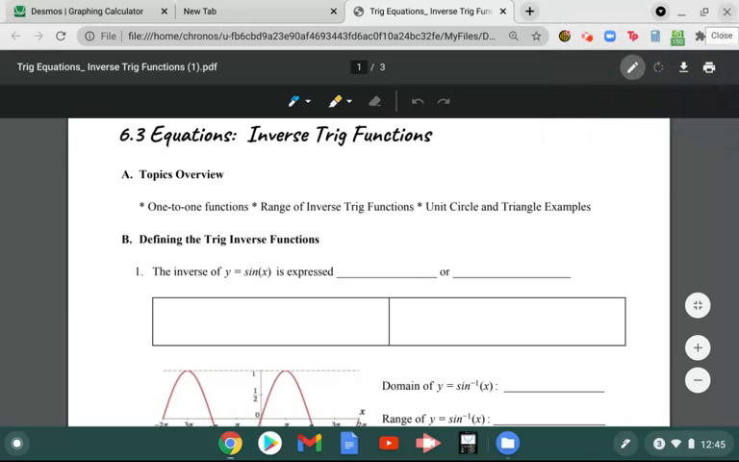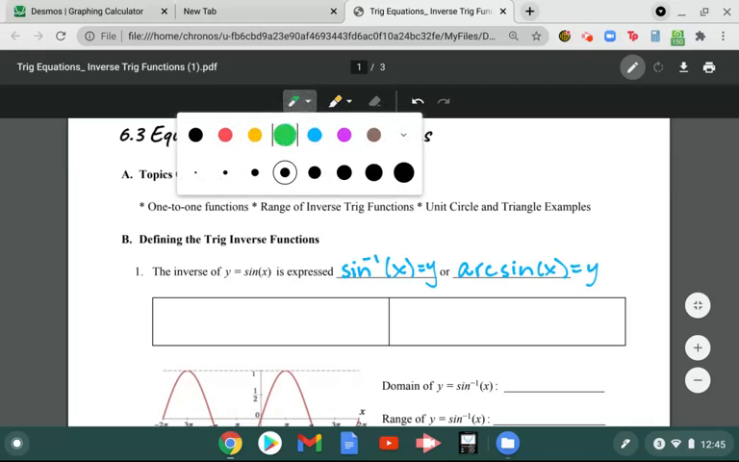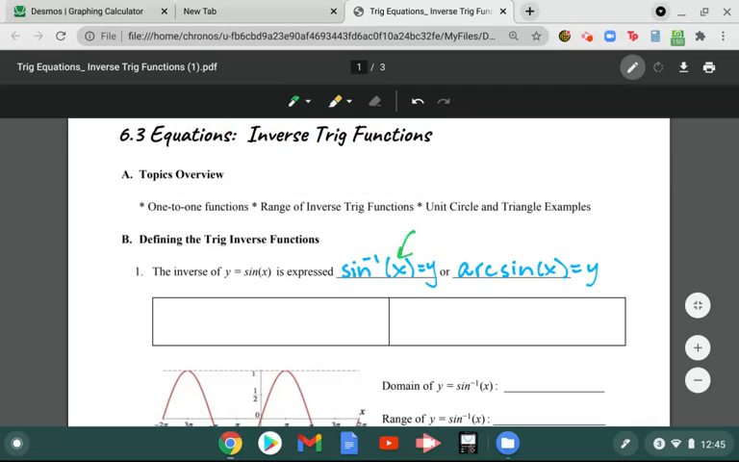There's two ways to express these inverse functions. One of them is kind of what you'd expect, and that is sine to the -1, but it's read sine inverse of x equals y. But we can also write this as arc sine. So arc sine of x equals y. For these, the input is not an angle. The input is a trig ratio.